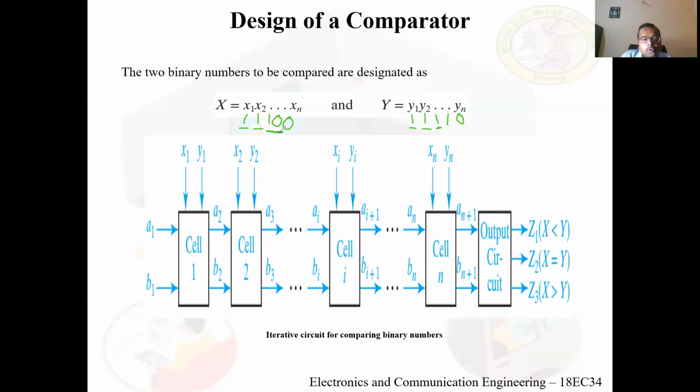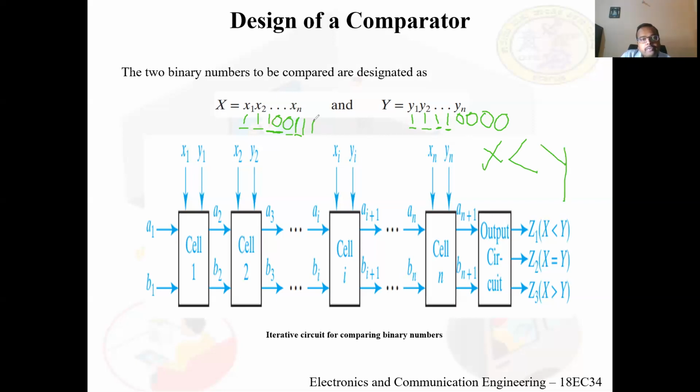Now X4 is 0 and Y4 is 1. We know that since Y4 is 1 and X4 is 0, X is less than Y here. And irrespective of the lower bits, maybe take an example that X5 is 0, X6 is 1, and X7 is also 1, and this could still be 0, X5, X6, and X7 could be 0 here. Still, we know that since this Y4 bit is 1 and the X4 bit is 0, X is less than Y here, right?